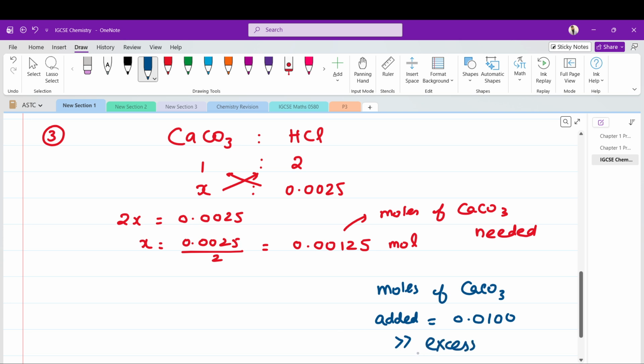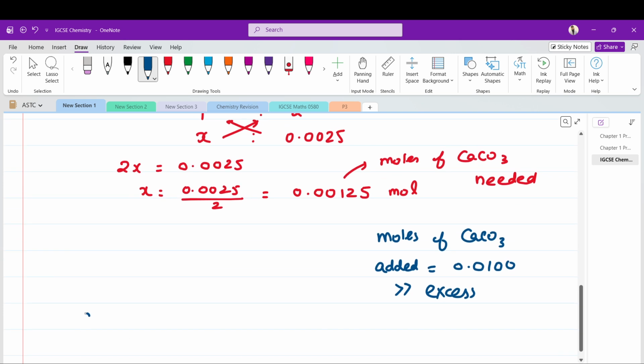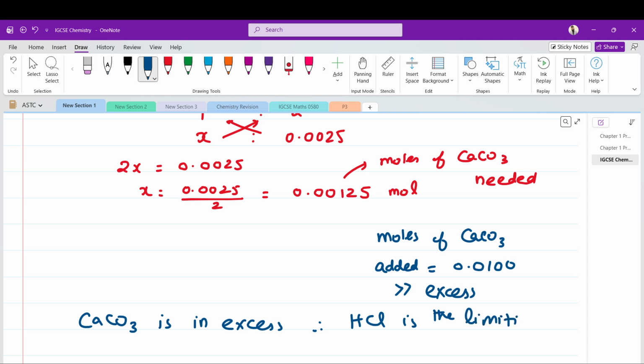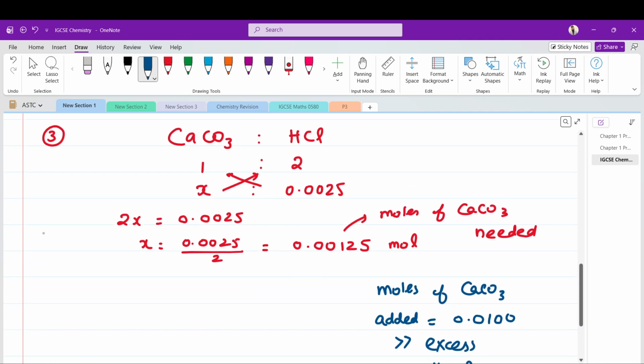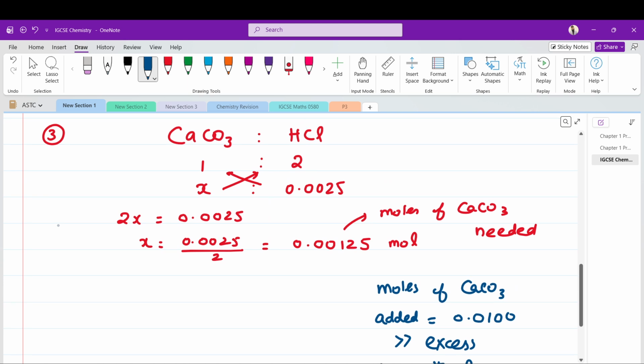So calcium carbonate is in excess, therefore HCl is the limiting reactant. Got it? That was my step number 3, where we identify which one is the limiting reactant.